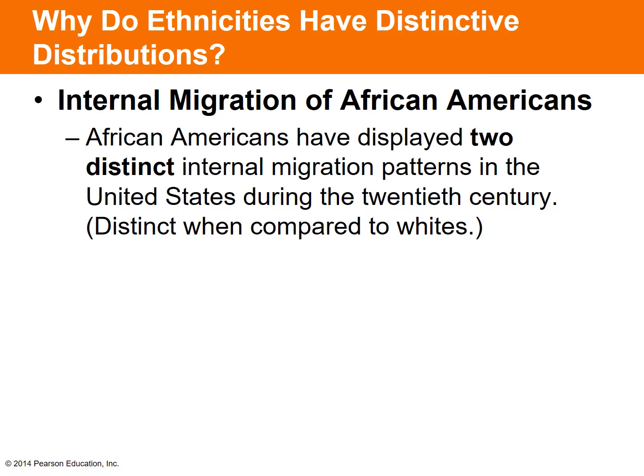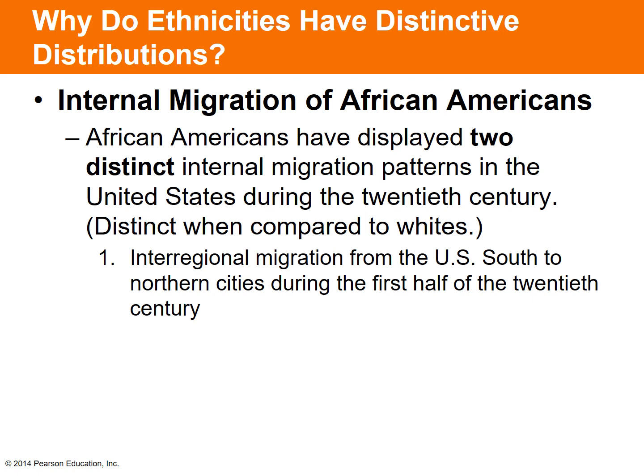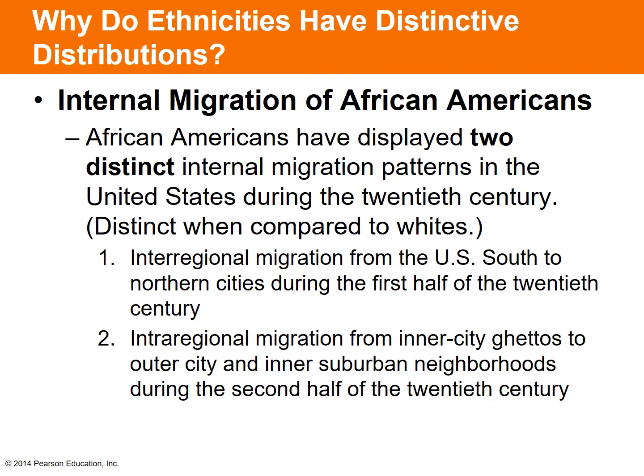Internal migration of African Americans. African Americans have displayed two distinct internal migration patterns in the United States during the 20th century, and they're distinct compared to the migration patterns of whites. The first one is interregional migration from the U.S. South to northern cities during the first half of the 20th century. The second one is intraregional, from inner city ghettos to outer city and inner city suburban neighborhoods during the second half of the 20th century.